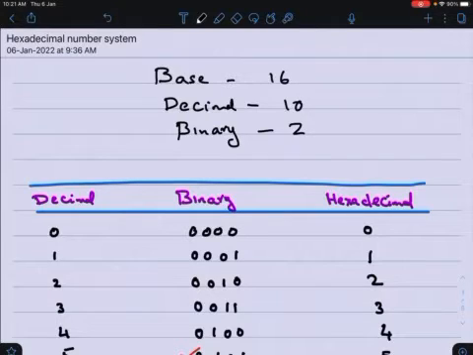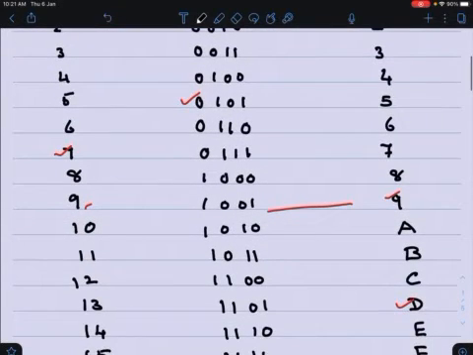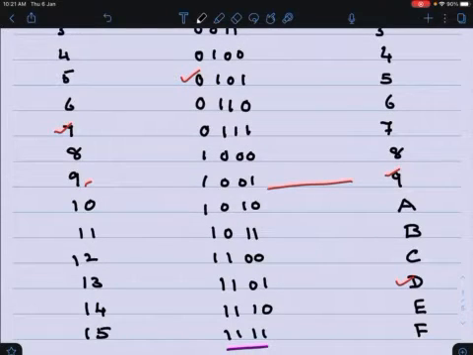Similarly in hexadecimal number system, the base is 16. So we know that from 0 to 9 there is 10 counts, and after that you have the alphabets A, B, C, D, E and F, right?